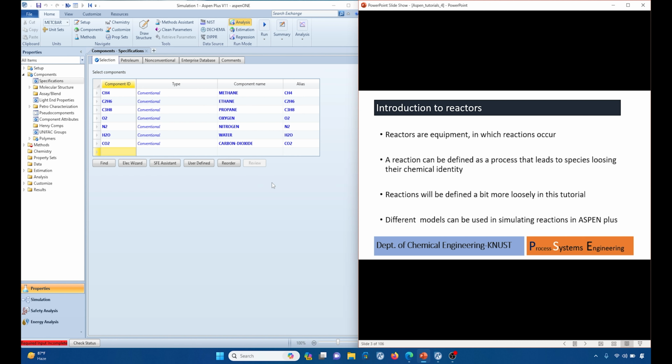Reactions occur in vessels known as reactors. Here, a reaction is a process that leads to the loss of a reacting species' chemical identity, and so the species becomes something new. It changes identity in various ways. It can just be an internal arrangement, or it becomes a completely new compound. So there are various ways in Aspen Plus to model this process.